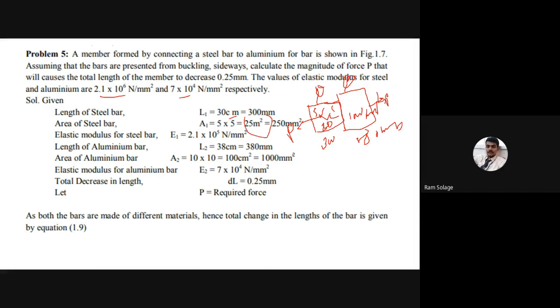Sorry, I made a mistake in the conversion. Here it is centimeter. 5 into 5 centimeter square. How to convert? 1 centimeter is equal to 10 mm. Correct? Means 1 centimeter square is 100 mm square, and 100 into 25 is 2500. Next E1 is 2.1 into 10 raised to 5 Newton per mm square. L2 is 38 centimeter, that is 380 mm. E2. Write down the given data up to here.